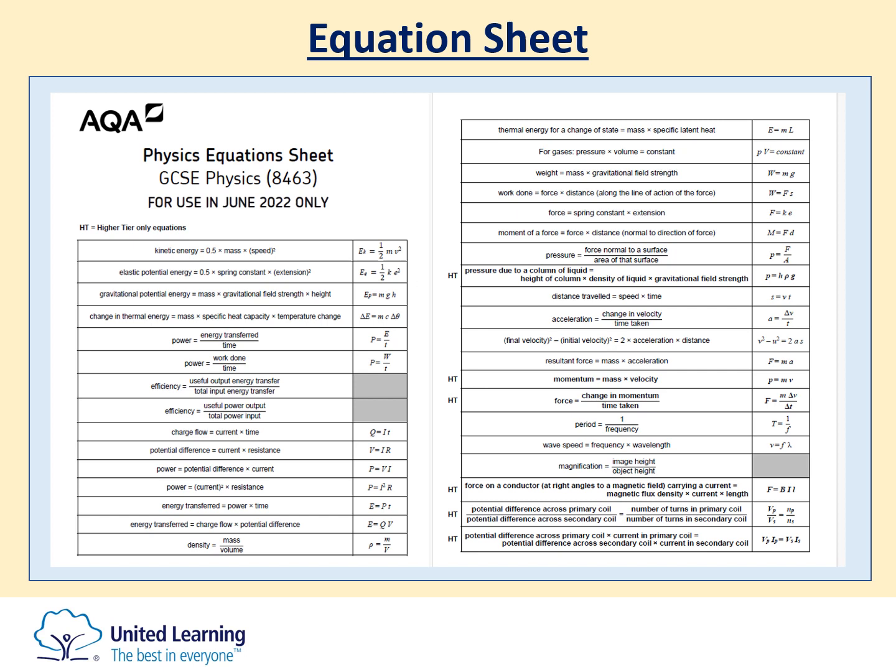There are some questions that are higher tier only. They are highlighted on the formula sheet, so if you're doing foundation tier, you needn't worry about those ones. If you're doing triple, you get the same equation sheet as shown here as well.